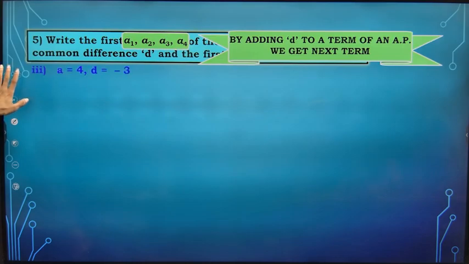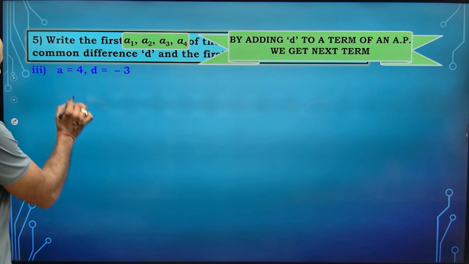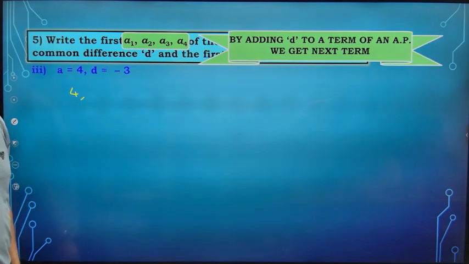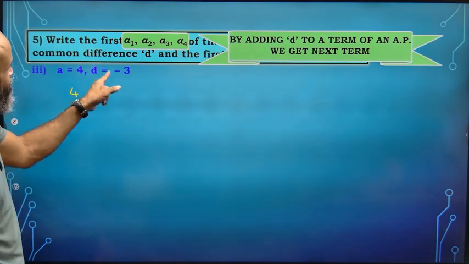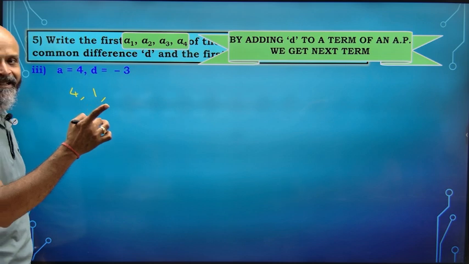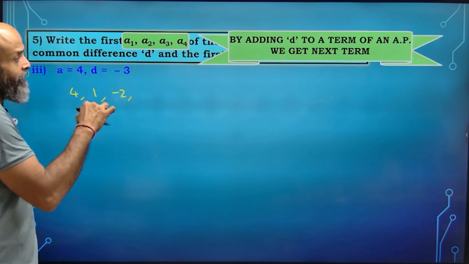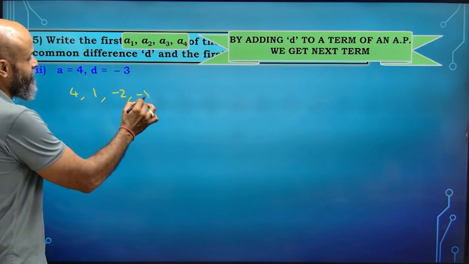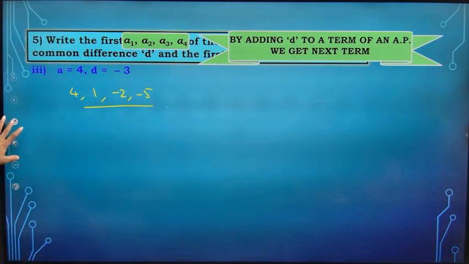Okay. a is 4 and d is minus 3. So what is the first term? 4. Second term? 4 plus minus 3, that is 4 minus 3, that is 1. 1 minus 3 is minus 2. Minus 2 minus 3 is minus 5. These are the first four terms. Okay.